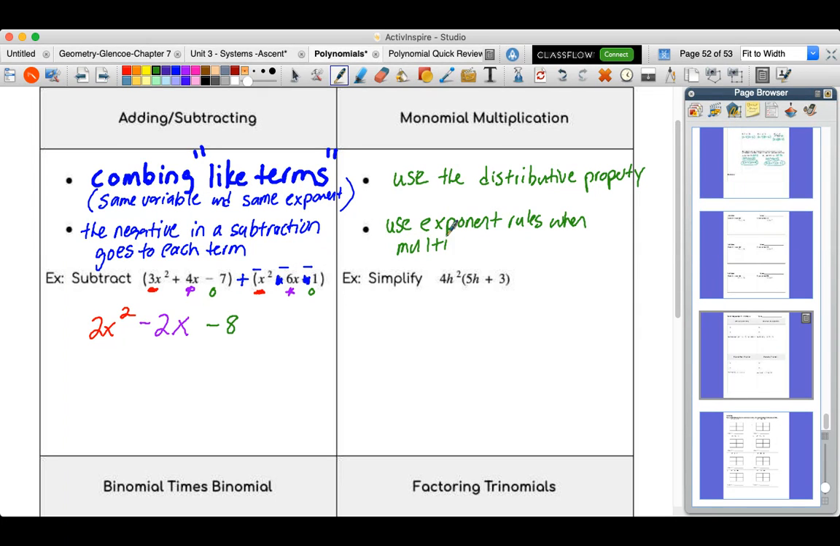So recall from last unit when we were using our multiplication rules for exponents. And sometimes in addition to that, you might have to combine some like terms together, so going back to the first one. But we have a little distributive property here. And so we've got 4h squared times 5h, and then 4h squared times 3. So when we multiply, let's multiply the coefficients. 4 times 5 is 20. And then h squared times h, in other words, h squared times h to the 1, would be h to the third. So 20h to the third.